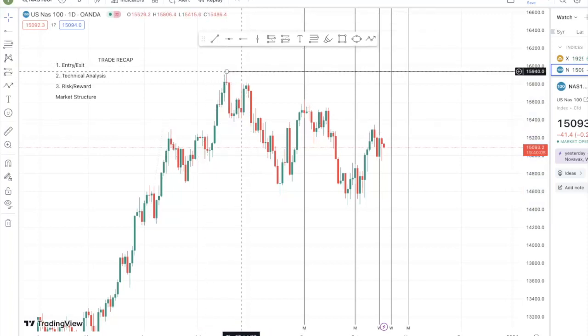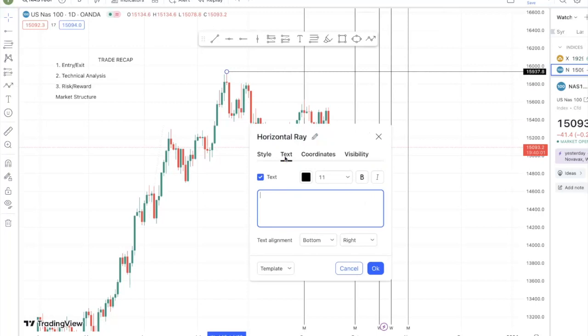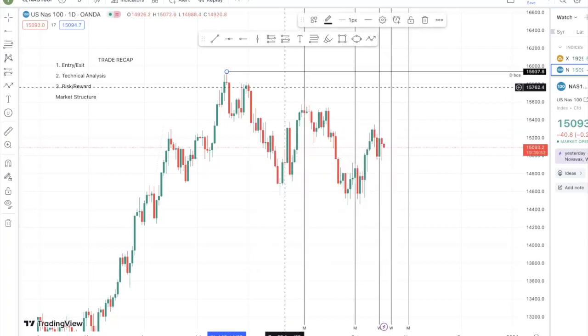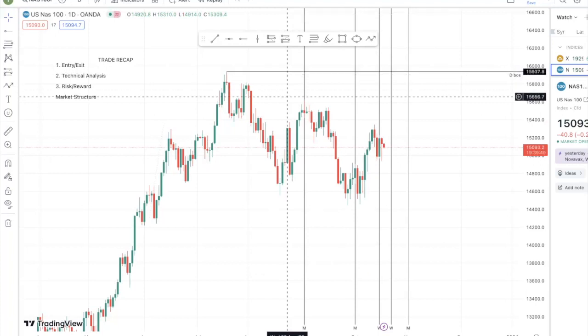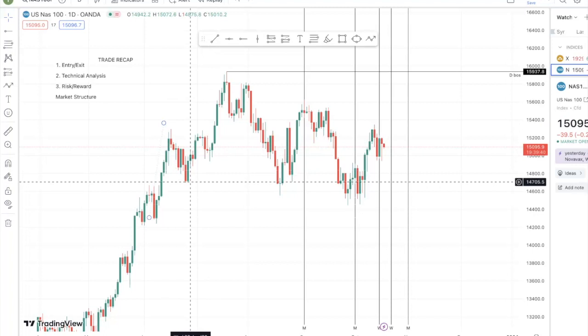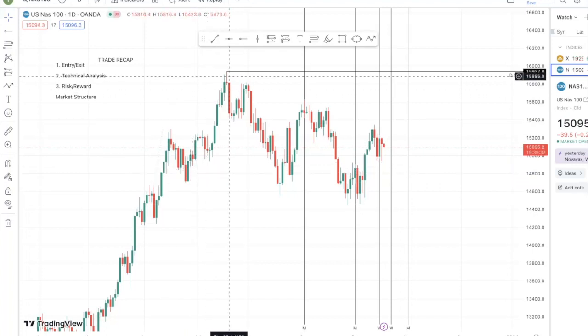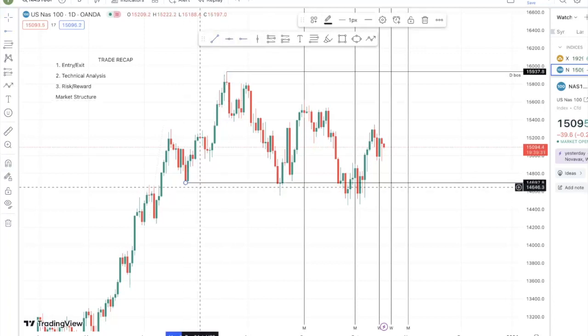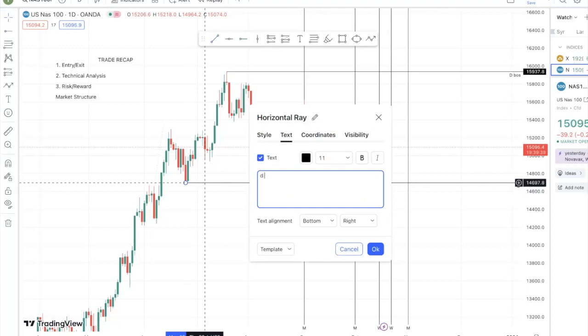So I have my horizontal line over here to identify my daily break of structure, right? So if price breaks above this horizontal line, it'll be a sign that price is going to continue to the upside. So we have a higher high, higher low, higher high, higher low, higher high, right? So this low will be our daily change of structure, or change of character.